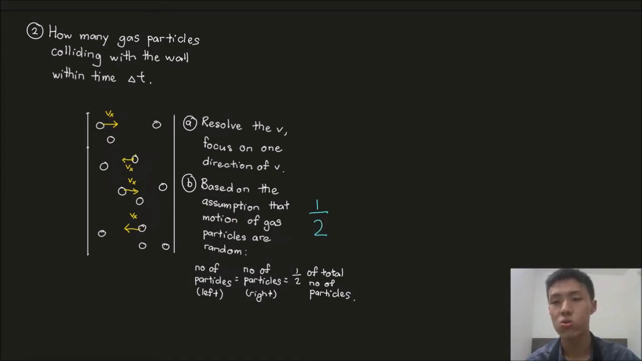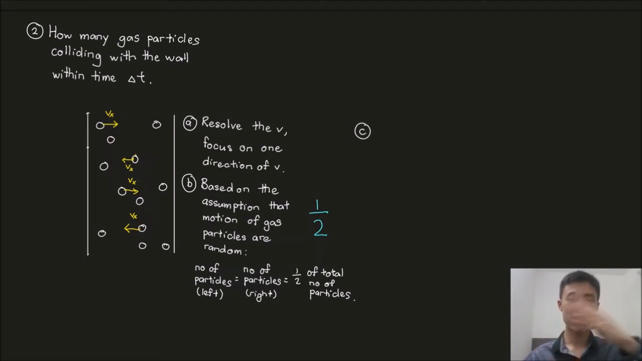Okay, so now what's our next step? Let me write down C first. The next step is we want to simplify the situation again. So what's the simplification that we're going to do? Well, particles can be moving fast, they can be moving slow.